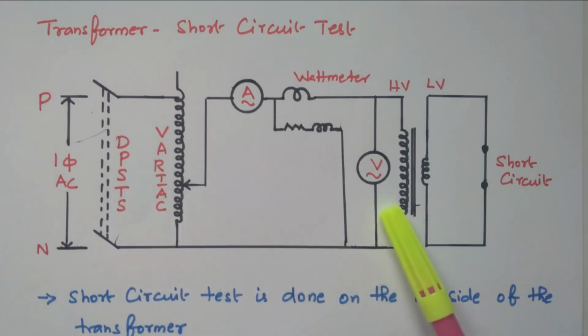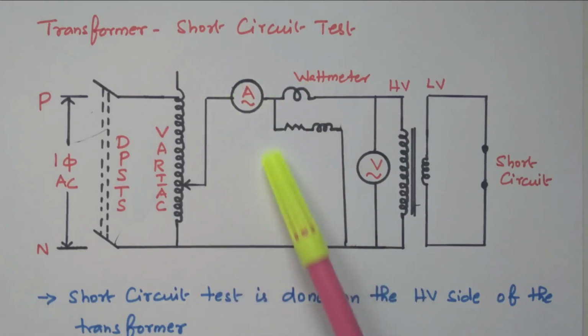So we have the primary winding and the secondary winding. This is the low voltage winding. The low voltage winding is short circuited. The test is performed on the high voltage winding. The short circuit test is performed on the high voltage winding, and the low voltage winding is short circuited.